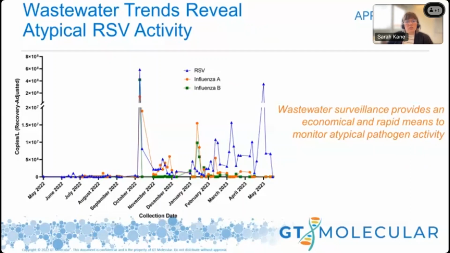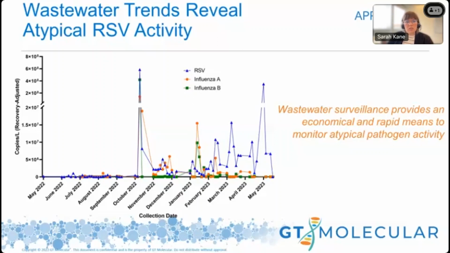And as you can imagine, trends over time is one of the most valuable data sets that you can generate from wastewater surveillance. This, again, is one location from our internal testing service that we provide data for, monitoring RSV, influenza A, and influenza B. In October, the traditional onset of respiratory season, we saw a spike of RSV, influenza A, and influenza B. And the activity was somewhat mild for the rest of the winter months.